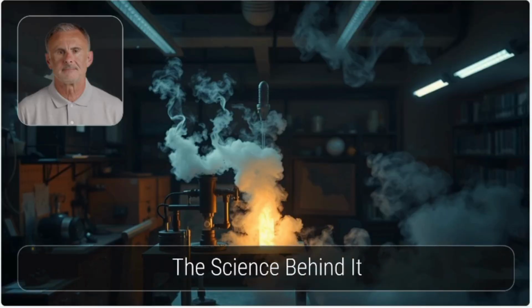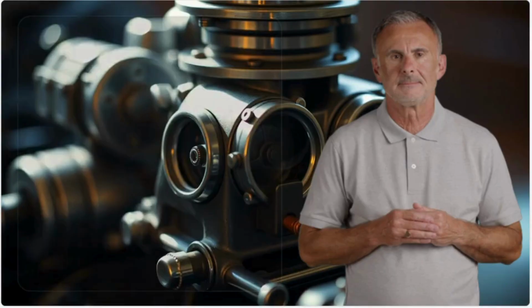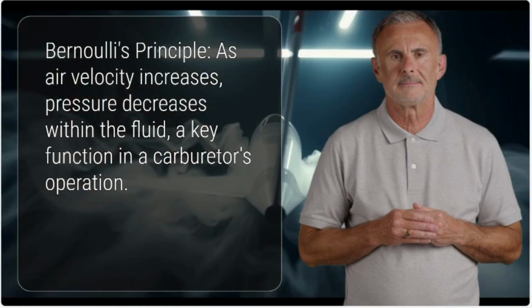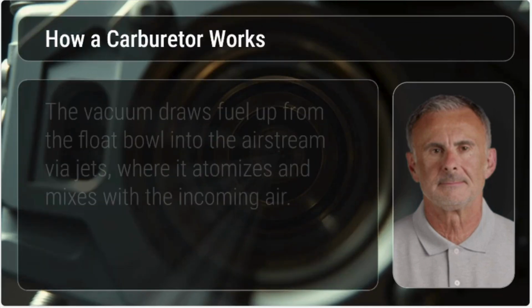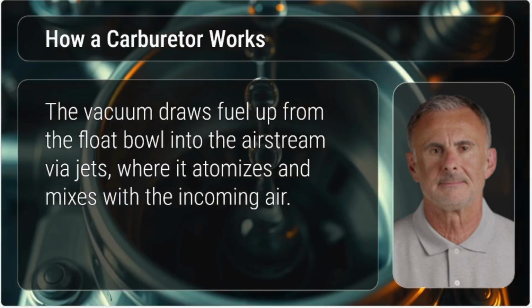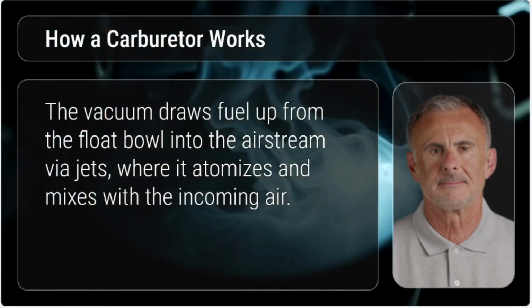The science behind it: Bernoulli's principle. At the heart of a carburetor's function is Bernoulli's principle, which states that as the velocity of a fluid, in this case air, increases, the pressure within the fluid decreases. Inside the carburetor, incoming air flows through a narrowed passage called a venturi. As the airspeed increases through this constricted area, the drop in pressure creates a suction effect. This vacuum draws fuel up from the float bowl into the airstream via jets, where it atomizes, turns into tiny droplets, and mixes with the incoming air, forming a combustible mixture that the engine can use.